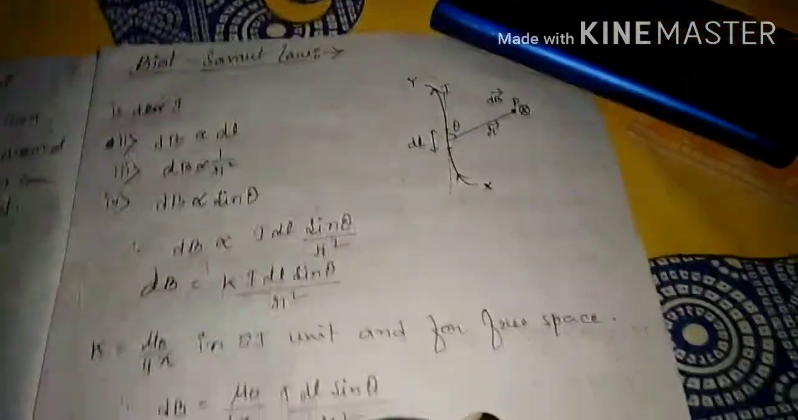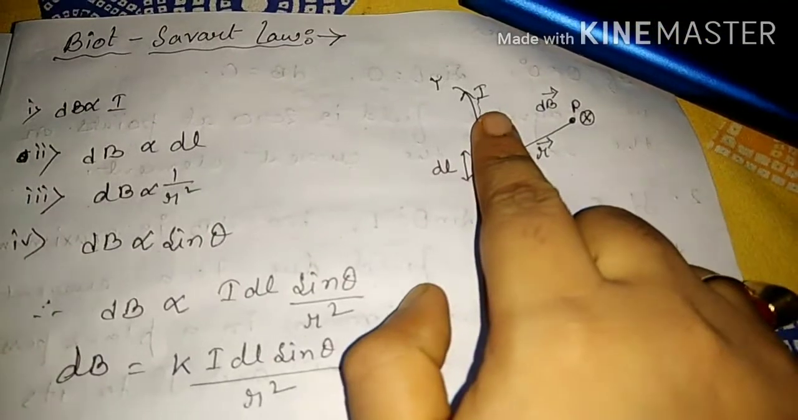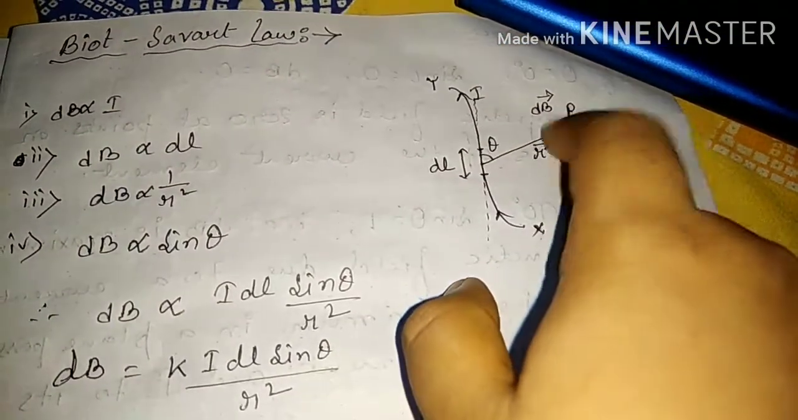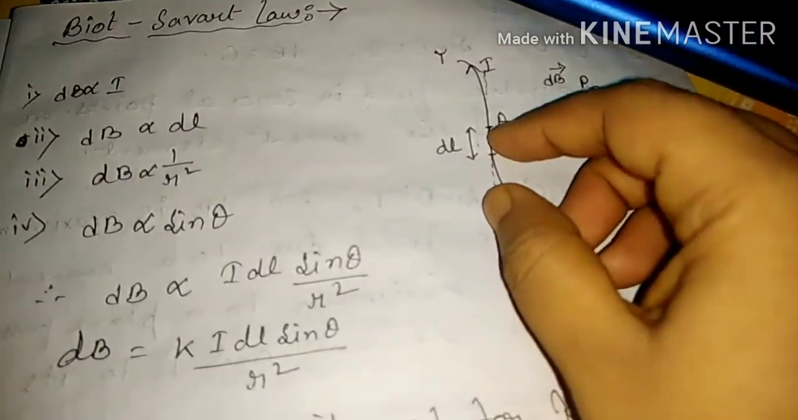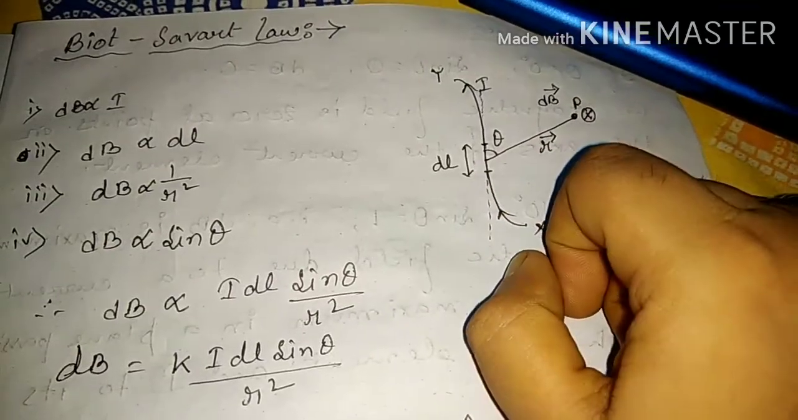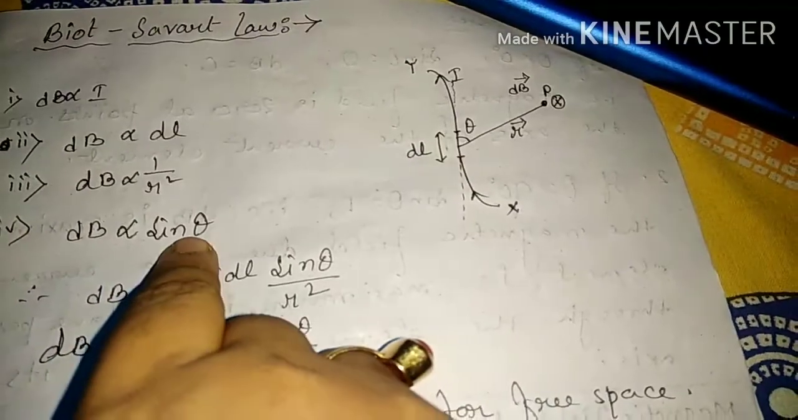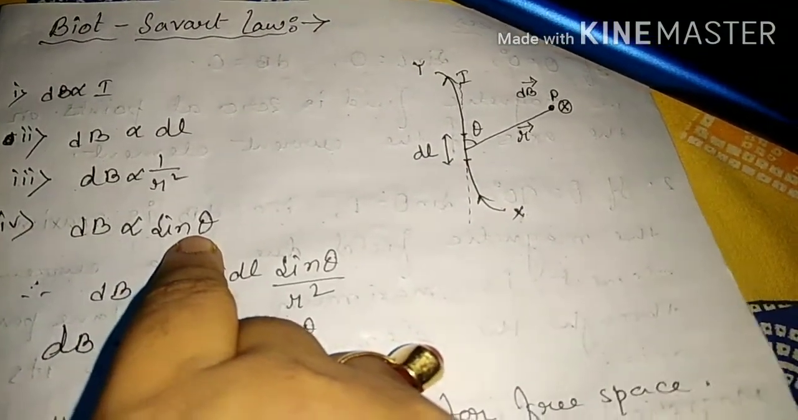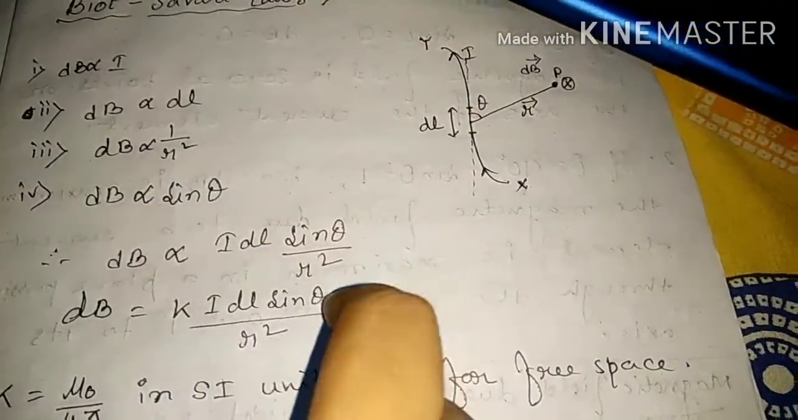So what is the Biot-Savart law? The Biot-Savart law states that the magnetic field dB at point P is directly proportional to the magnitude of the current I; if we increase the current, the strength of the magnetic field also increases. dB is also proportional to the current element dl. dB is inversely proportional to the square of the distance between the point and the current element, and dB is proportional to sine theta. Combining these, we get dB proportional to I dl sin theta by r squared.